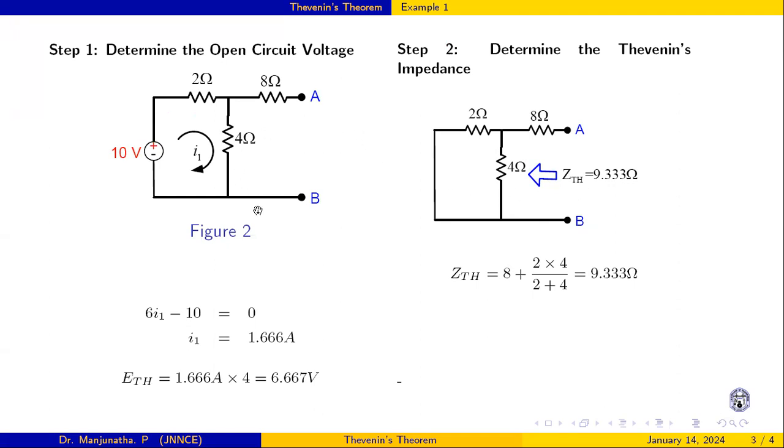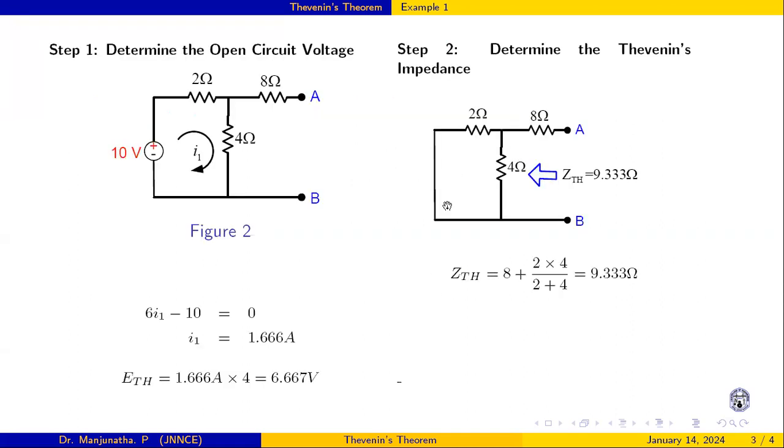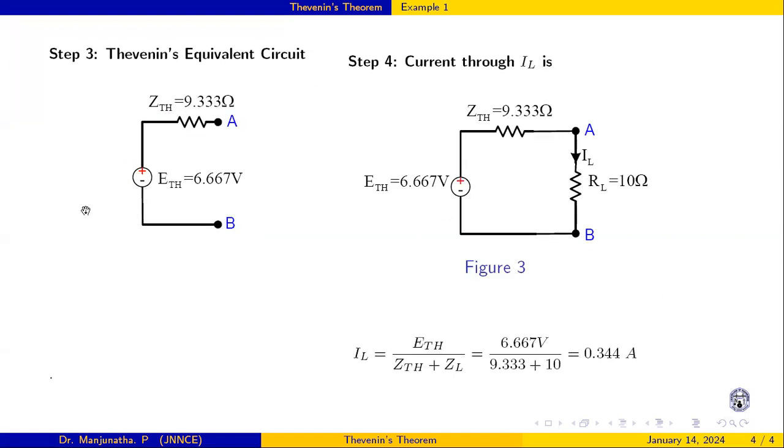So for the given circuit, I determined the Thevenin voltage and also the impedance looking from these 2 points. Now I will redraw the circuit. That is the third step: Thevenin voltage in series with the Z Thevenin of 9.33 ohm.